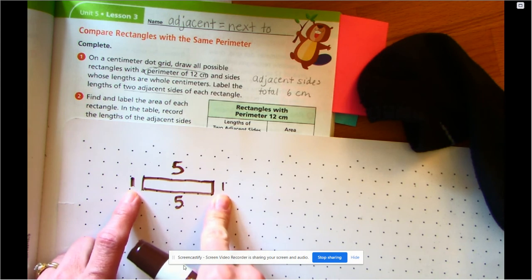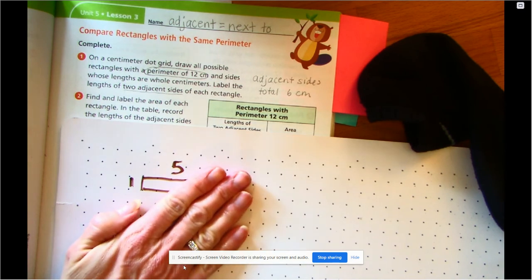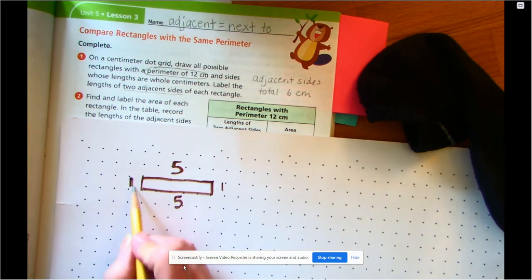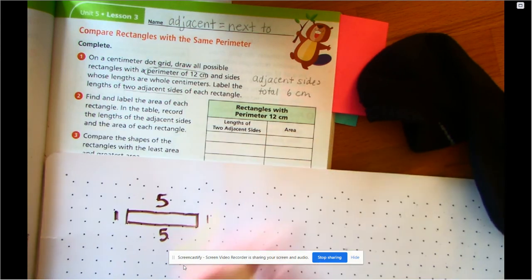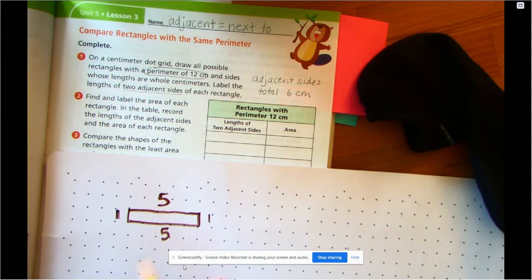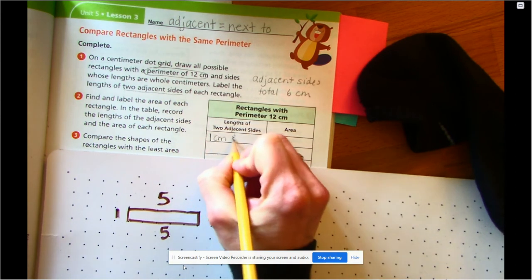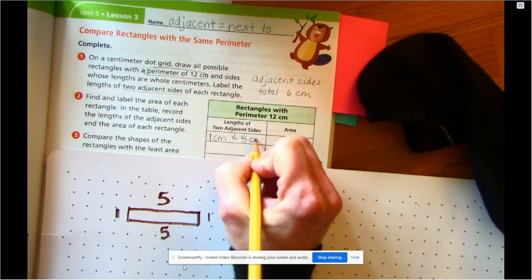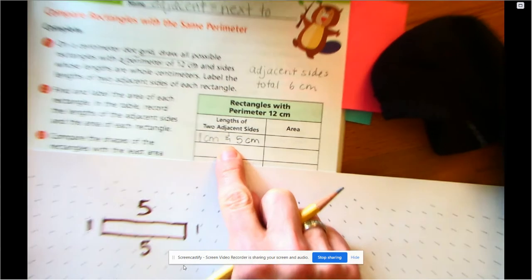Look at that. All I had to do was figure out 2 sides, or half of my perimeter, and think about what partners make half of my perimeter. So 1 and 5 would make a shape that has a perimeter of 12. So let's write that like that: 1 centimeter and 5 centimeters. That's how I make my and sign. You can make yours however you want. You could write the word and if you want.